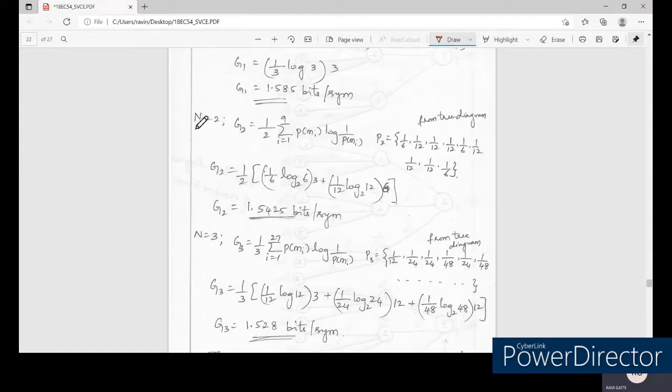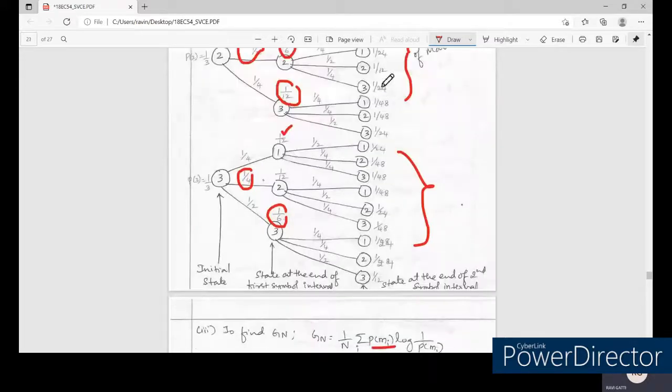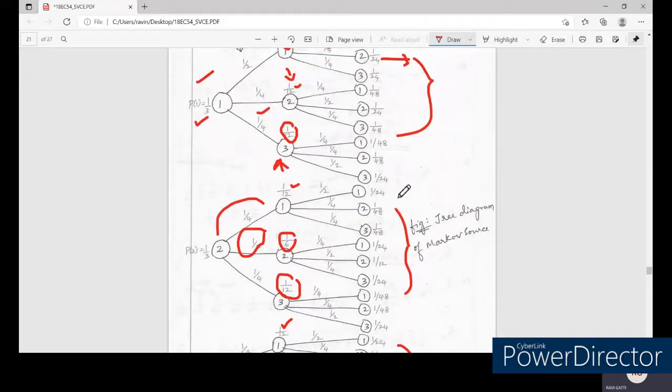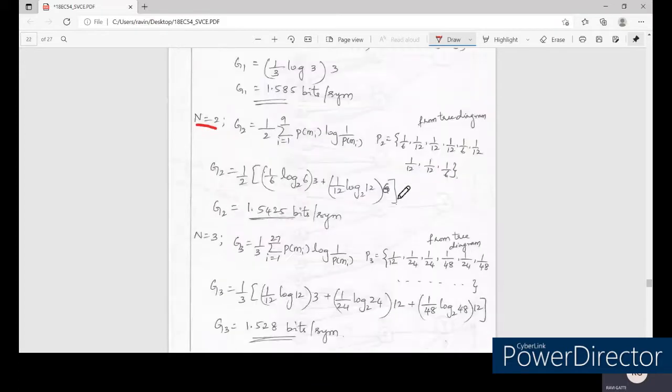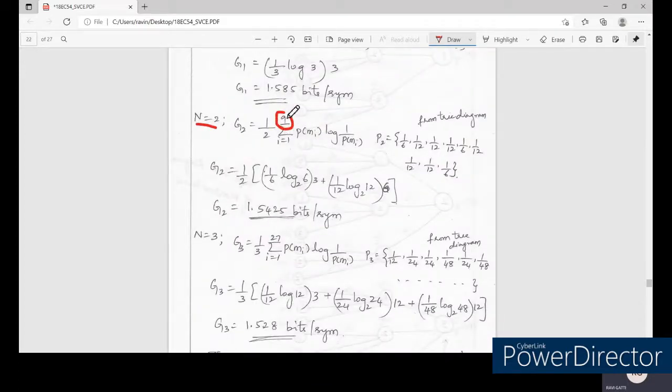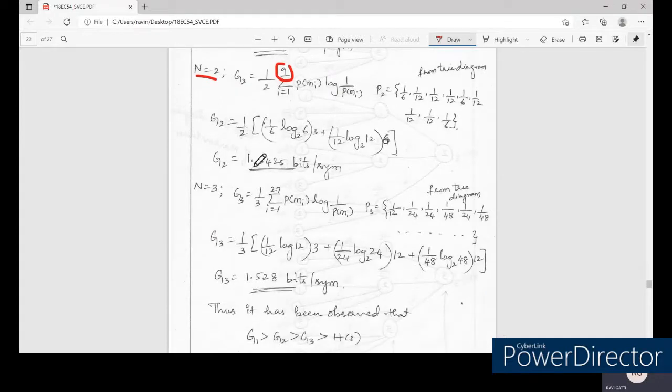Similarly, for N equal to 2, the message has two symbols, so we need to consider these probability values. If I consider these, you will have a total of 9 symbols with different probability values. If I calculate G2 as 1 by 2 summation i equal to 1 to 9 Pmi into log 1 by Pmi, then you get G2 equal to 1.5425 bits per symbol.